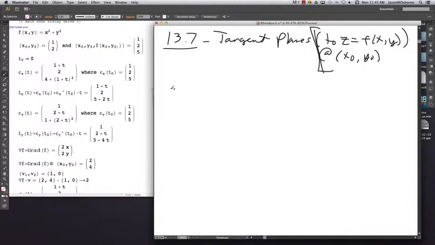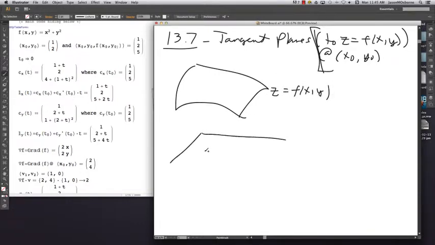We're trying to find a tangent plane to some surface z is equal to f of x and y. This is given, and you've been given a particular point of interest x naught, y naught. And here's your point on your surface. We are trying to come up with this tangent plane, the plane that is best approximating the surface at the point x naught, y naught.